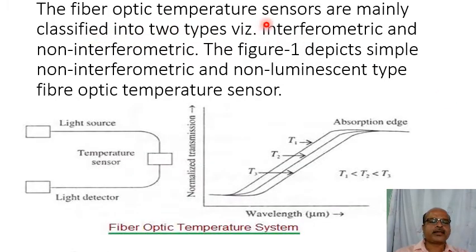Fiber optic temperature sensors are mainly classified into two types: interferometric and non-interferometric. Figure 1 shows the simple non-interferometric and non-luminescent type fiber optic temperature sensor. This is a light source; we can use an LED or laser, and for the temperature sensor we can use any material, silicon, gallium arsenide. According to variation in the temperature, there is a wavelength variation.